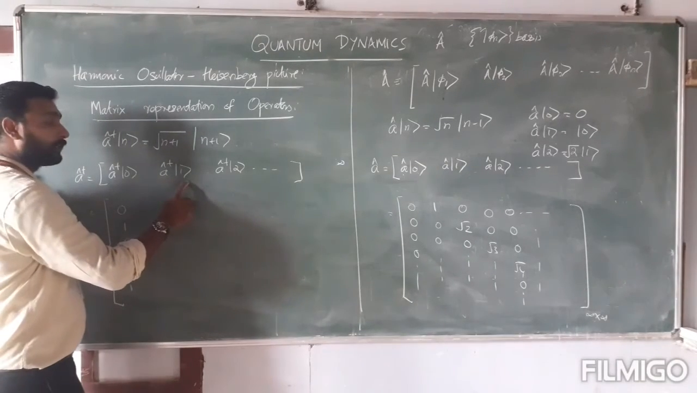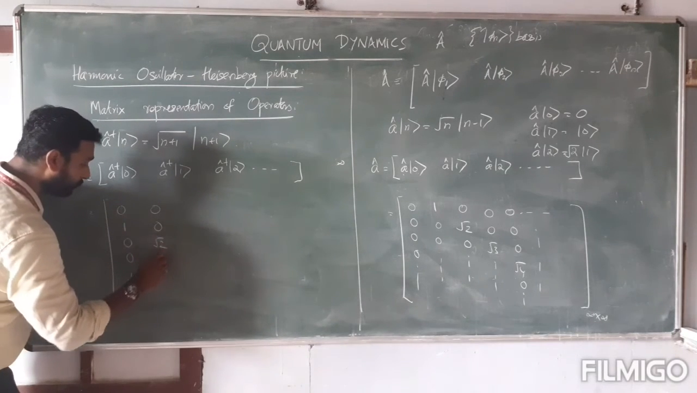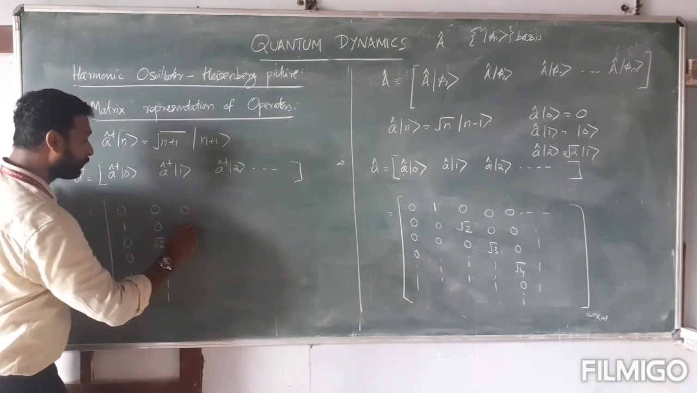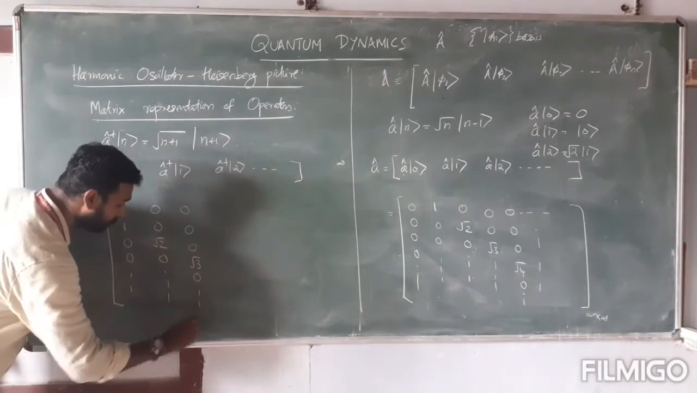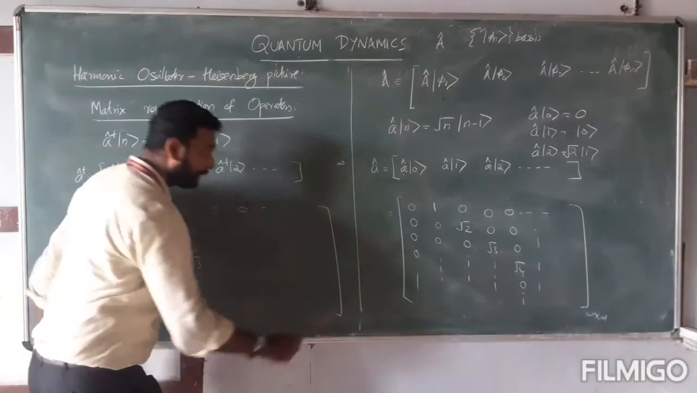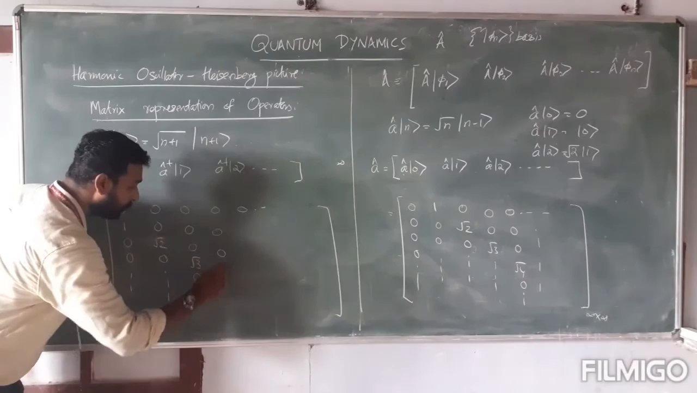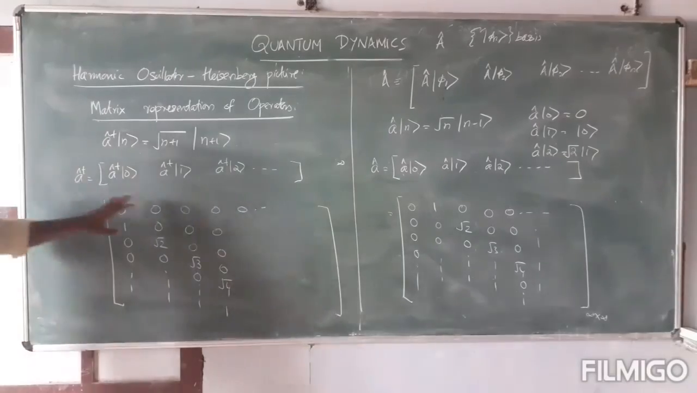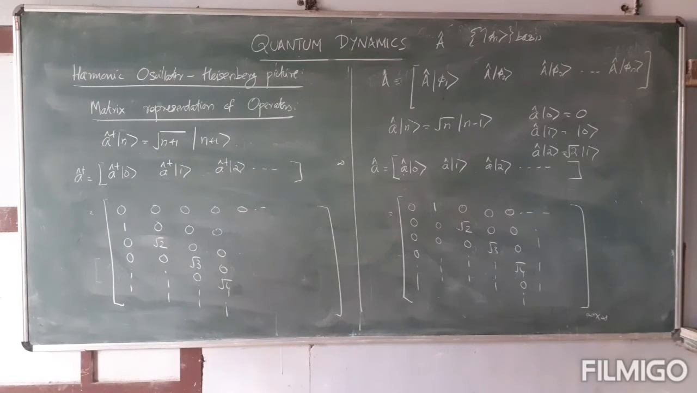And A dagger acting on ket 1 will be root 2 times ket 2. So that will be 0, 0, root 2, 0, etc. And the next would be A dagger acting on ket 2, that will be root 3 times ket 3. So here the first column is completely 0, and here the first row is completely 0. And the next column will be 0, etc. So this is your A dagger operator and this is your A operator. And now we can find what would be the position operator, x operator.